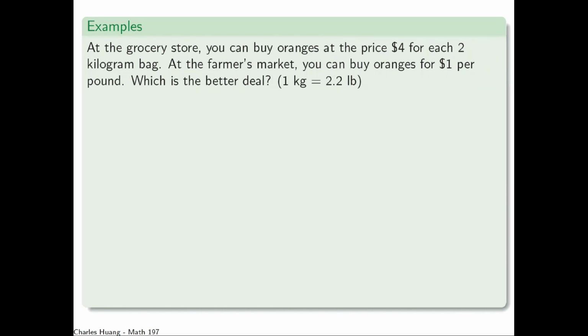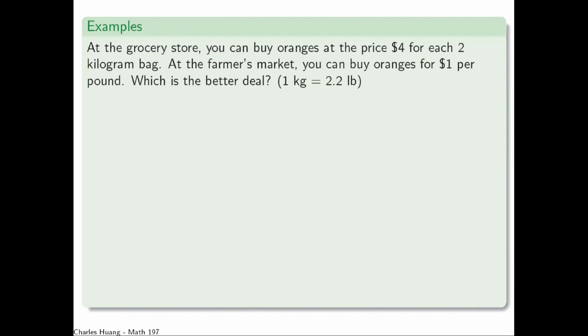In this example, we want to compare the price. We want to see which one is the better deal. And the better deal is the one with the lower price, right? The one with the lower dollar per pound or dollar per kilogram. And this is what we could ask you on the test, on your assignment or on your exam. We can ask you to compare the price of two different items.